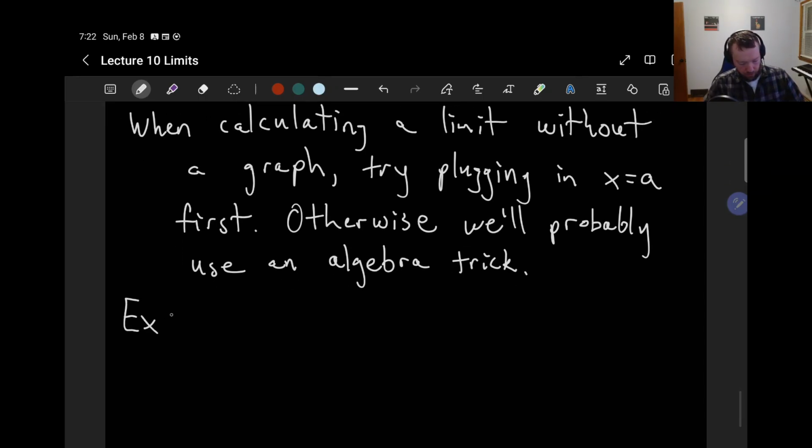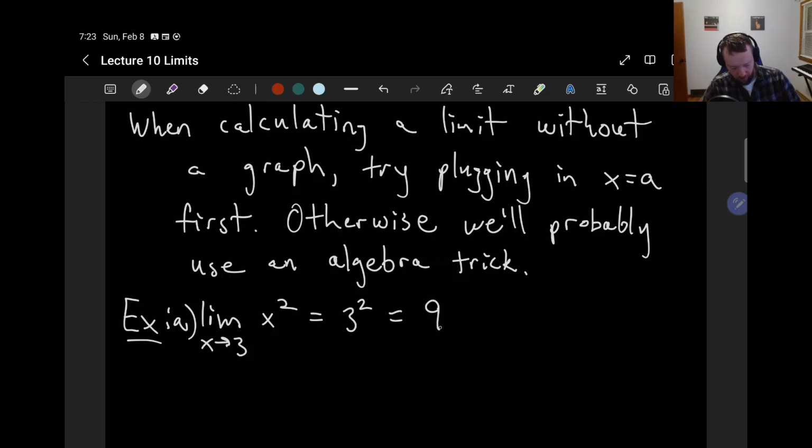So some examples without looking at a graph. Call this part A. The limit as x approaches 3 of x squared. Well, try plugging in 3 for x into this expression, and that works just fine. It works like you would want it to. You're just approaching the y value of 9. Nothing funny going on with this function. It's very well behaved.